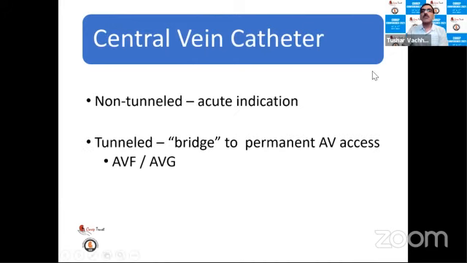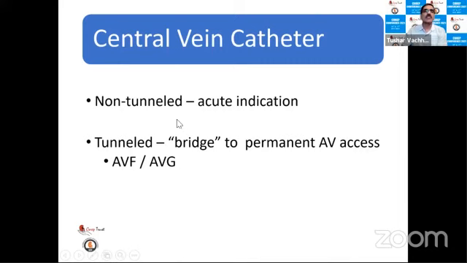In general, for central venous catheters, we would like to use the terms non-tunneled and tunneled. We don't like to use the term permanent. It's actually a bridge. A tunneled catheter is a bridge to a permanent or long-term AV access, which is essentially an AV fistula or an AV graft.